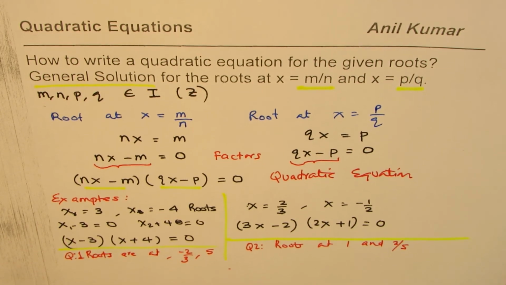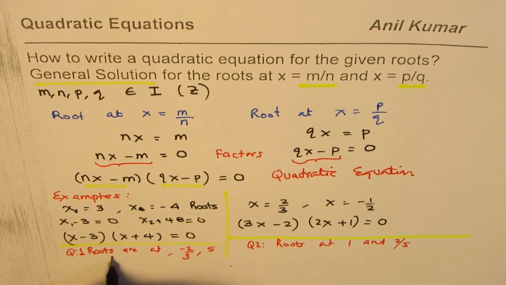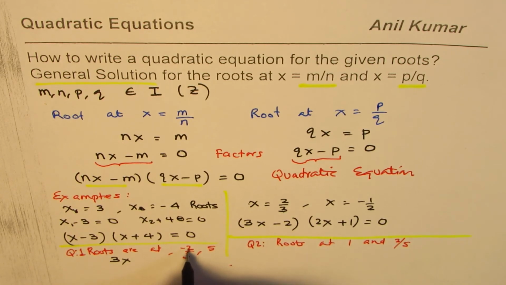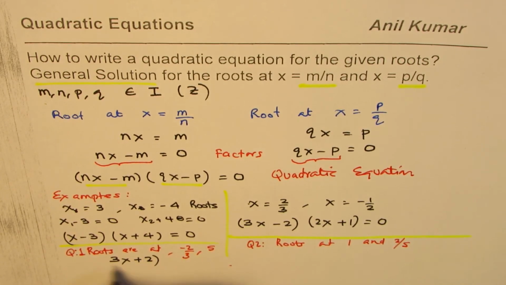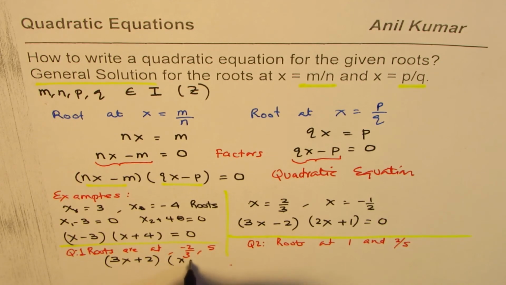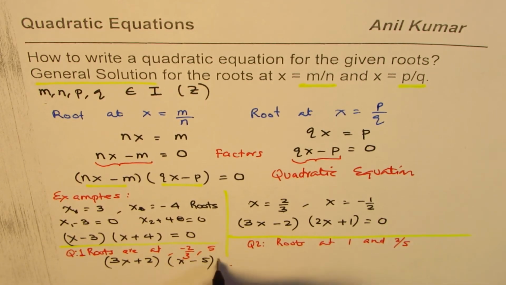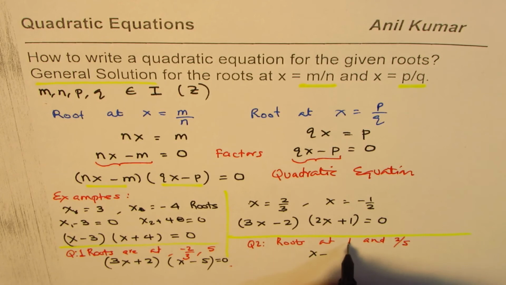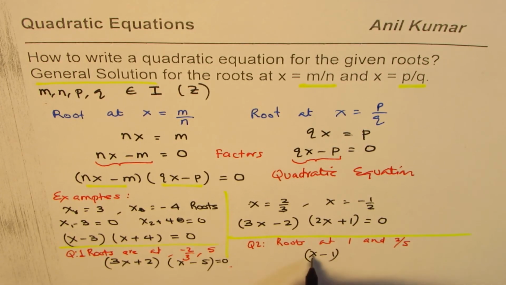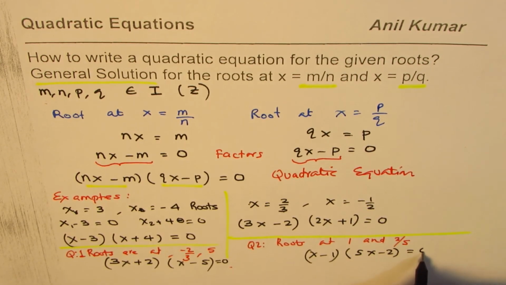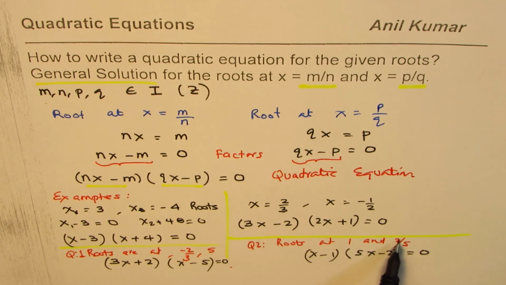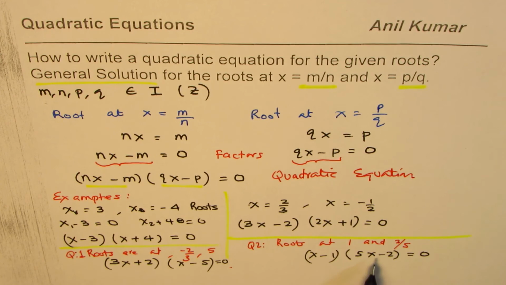Here is the answer. The first one, 3 times x, and when you bring minus to this side, it becomes plus 2 times x minus 5. Do you see that? And equals 0, and here will be x minus 1. That ensures that if x is 1, this factor will be 0, times 5x minus 2 equal to 0. If I substitute x as 2 over 5, I'll get a 0 here. So that becomes a factor. I hope you got the idea, right?